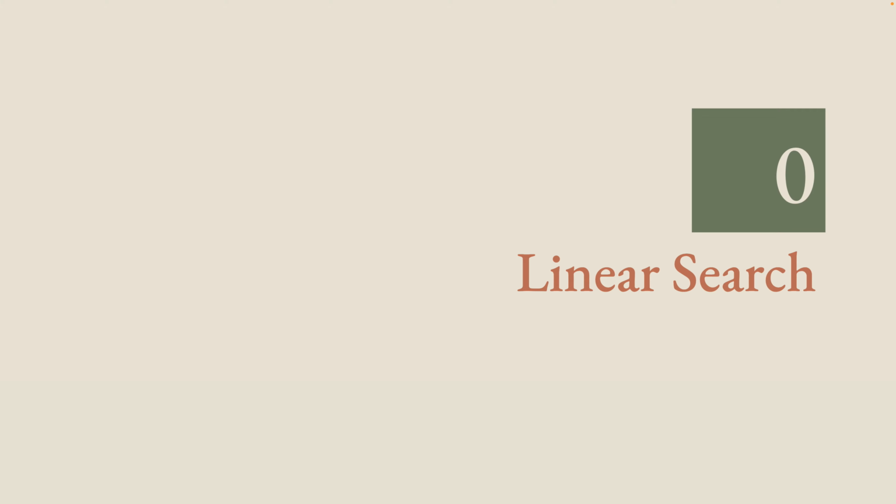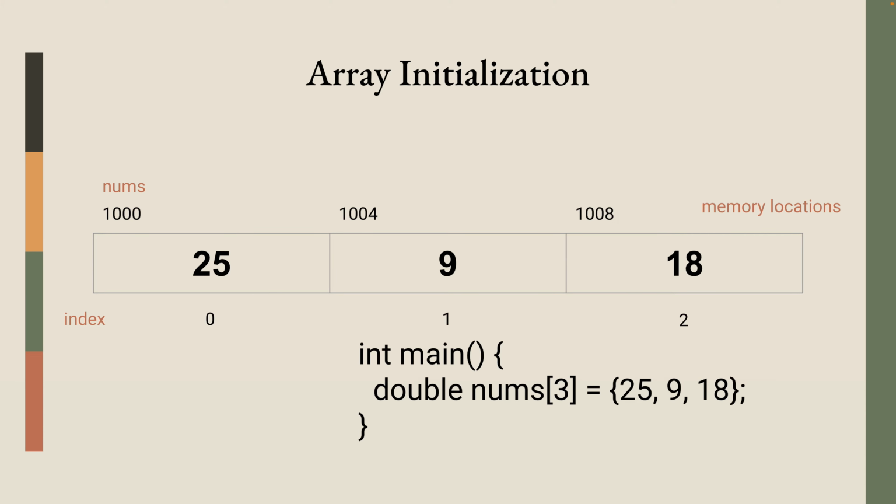Okay. So linear search. Initially, we start off with initializing an array. So we put the data type, we put the name of the array. So in this case, we call it nums. What goes in the bracket here? The number of items you need for your array. Yep, the number of items, the size of the array. Then we put equals, and in the curly braces, we put that many elements in the array. So this array would initialize with the values 25, 9, and 18.